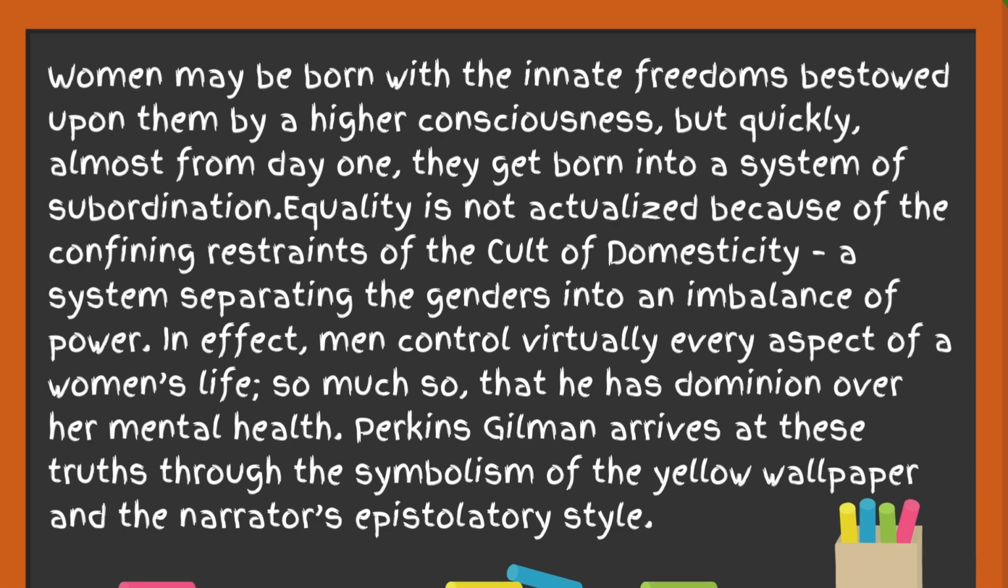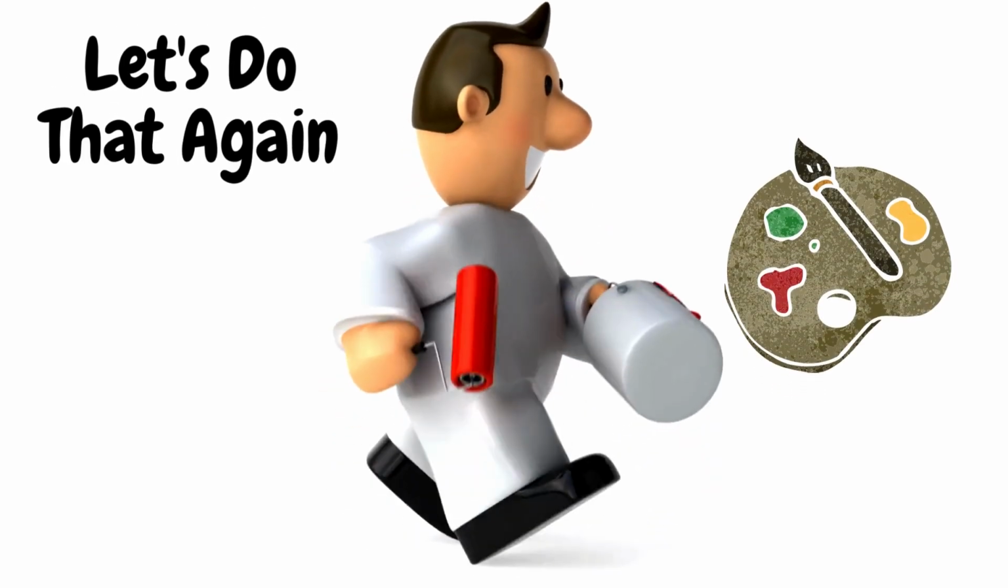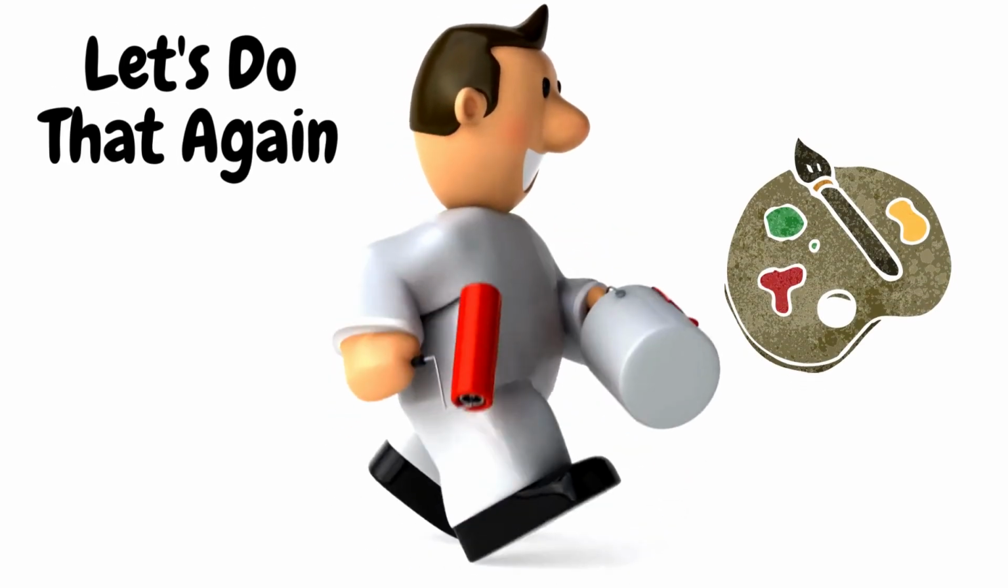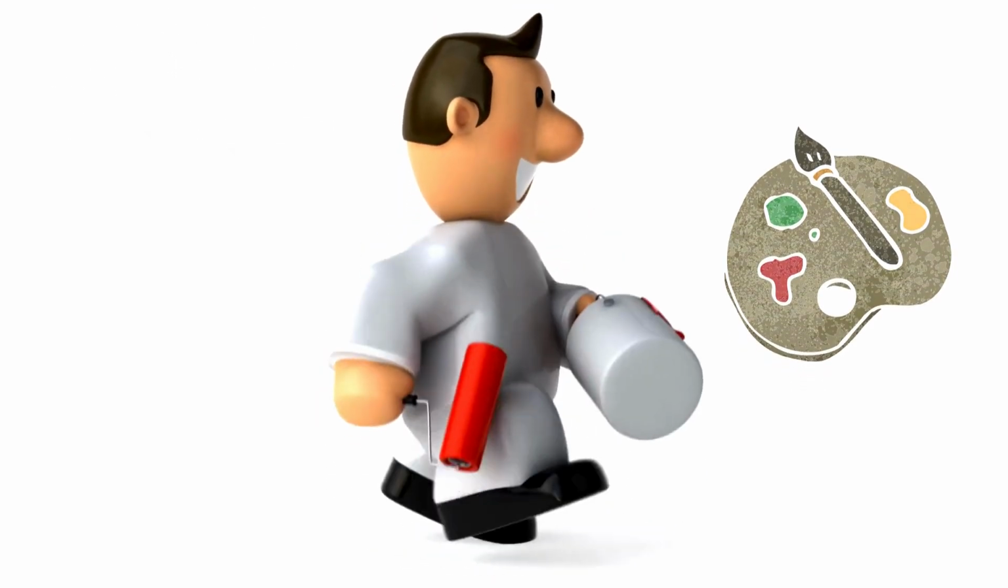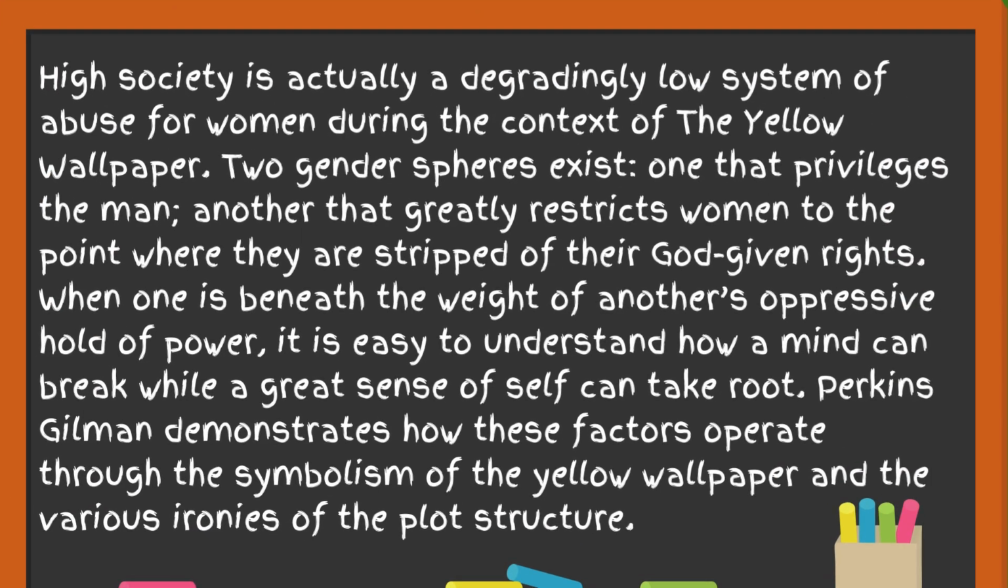Might be a little nebulous, a little pie in the sky, so let's do it again and take a look at exemplar number 2. High society is actually a degradingly low system of abuse for women during the context of The Yellow Wallpaper. Two gender spheres exist, one that privileges the man, another that greatly restricts women to the point where they are stripped of their God-given rights.